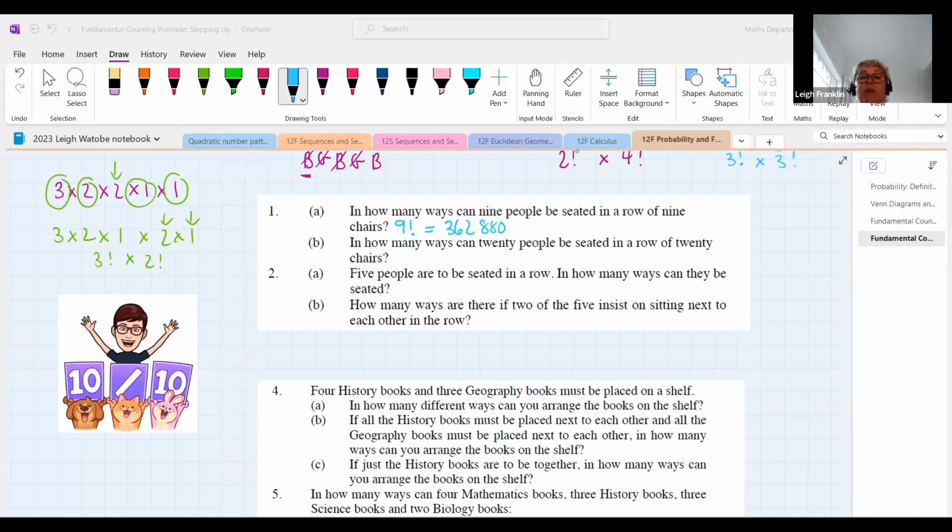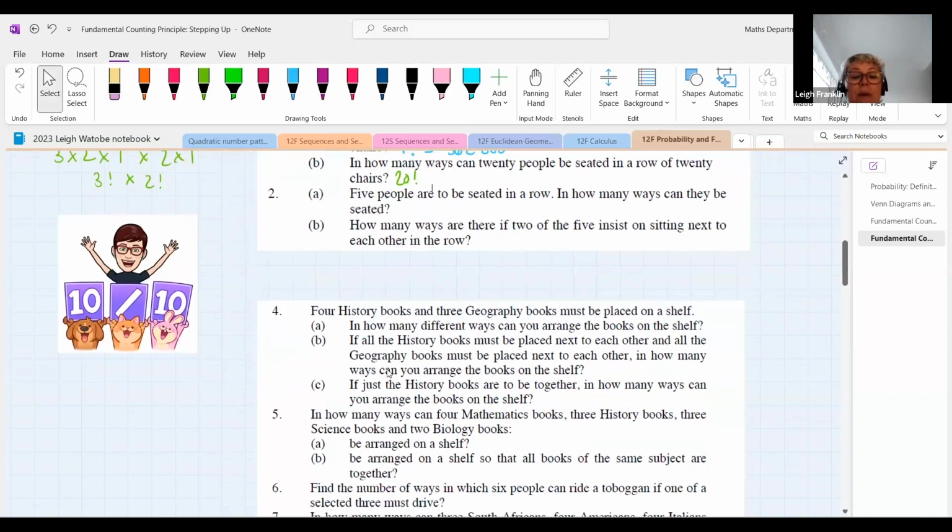B, in how many ways can 20 people be seated in a row of 20 chairs? Well, that's also fairly easy. Exactly, Pumzile, 20 factorial. Okay, that must be a big number. Yeah, we're not even going to worry about writing that out because that is huge. Okay. Let's go and have a look at the questions about the books.